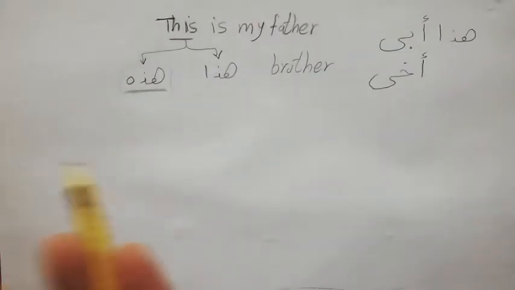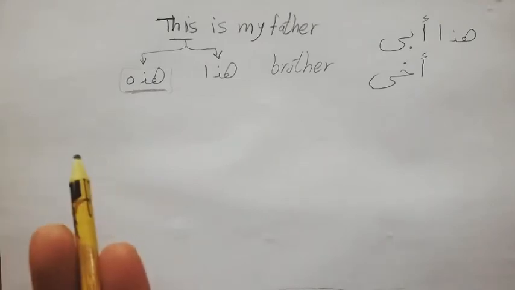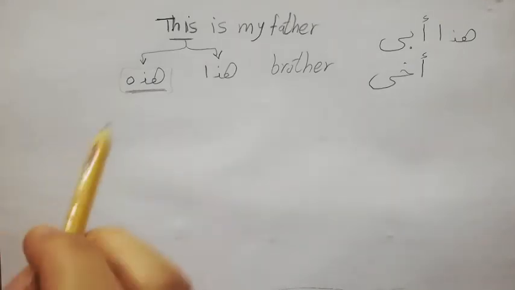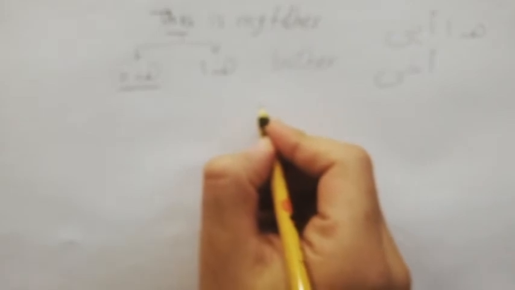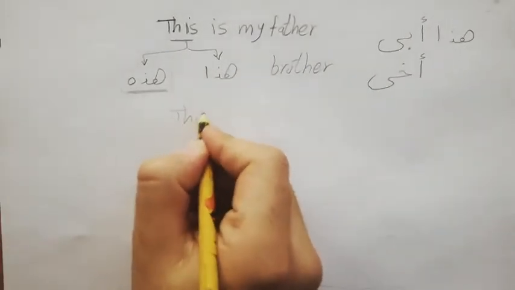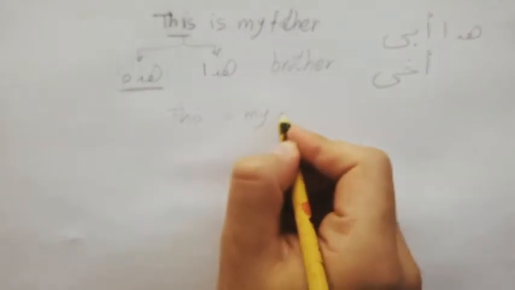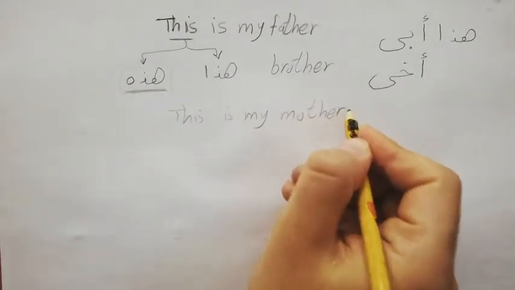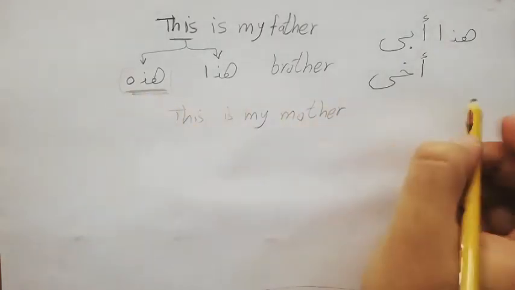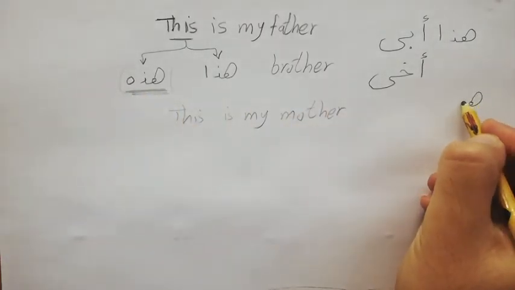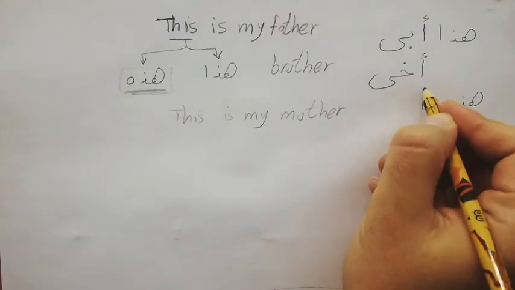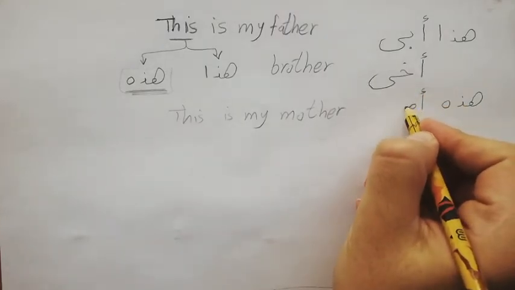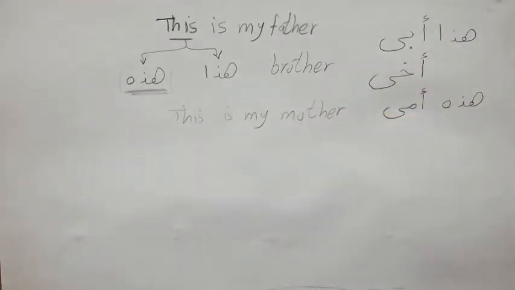So let's go to the other form of this, which is for the feminine, if you want to talk about your sister or your mother. If you want to say this is my mother, this is my sister, how to say this? Let's do it. This is my mother. We will use this one this time. هذه. هذه أمي. Oh, wonderful.